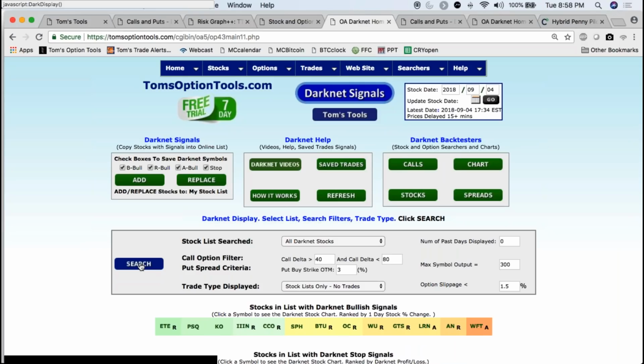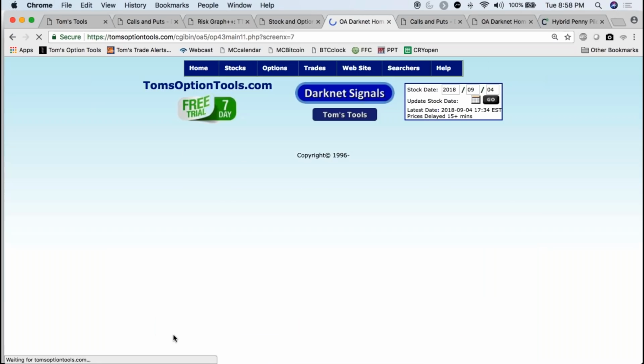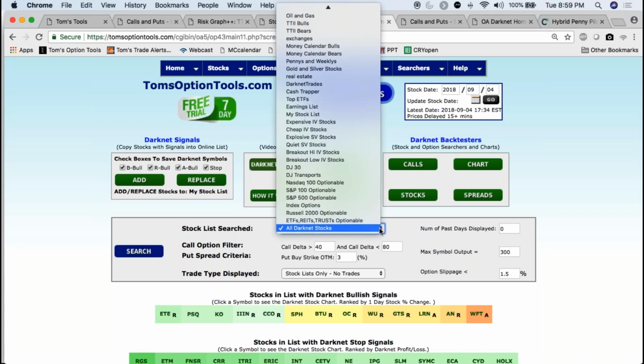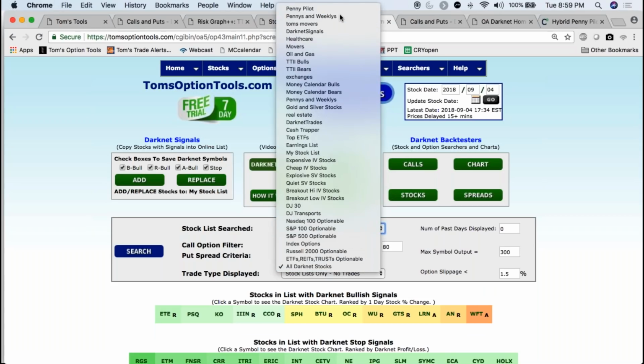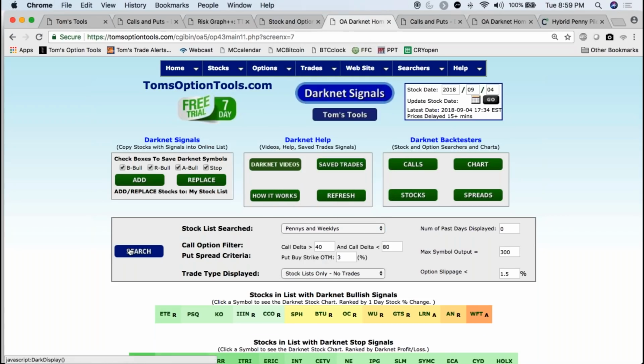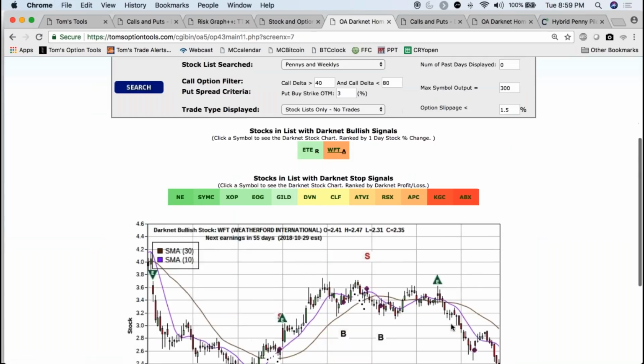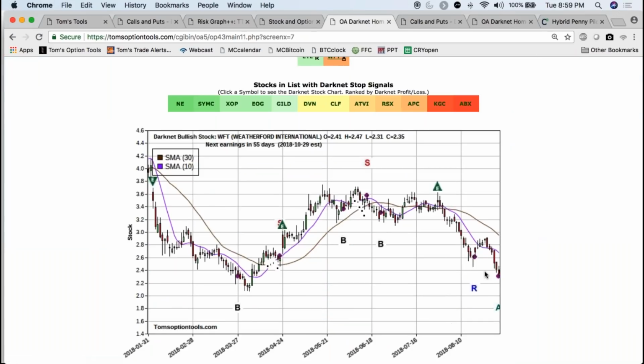So I'm going to go back and I'm going to click. We don't even have to click on search. We're right there already. But if we take a look here, one of the things I like to do also is we're searching on all Darknet stocks. If I go to any kind of a finer list, like for instance pennies and weeklies, now I've got ETE and I've got WFT. These are stocks that have good, Weatherford.